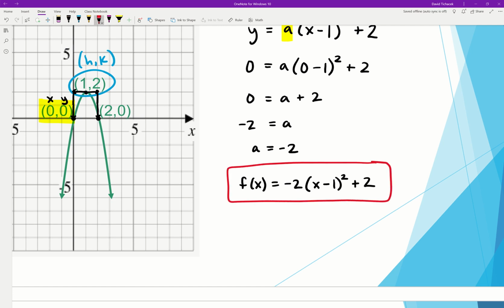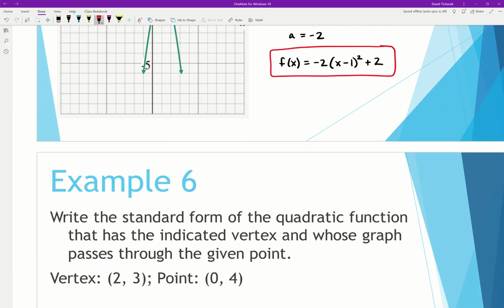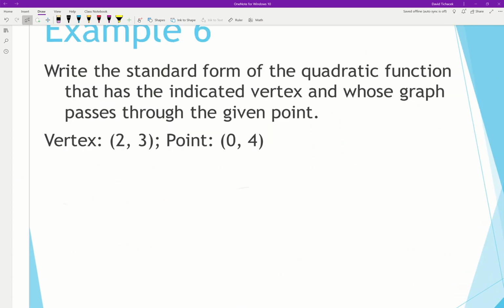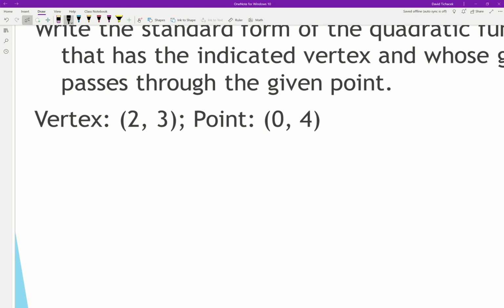And a way that you could check that is you could plug in the x-coordinates of your points and see that you get the corresponding y-coordinates as your outputs of this function. Okay. Number 6 is identical to the problem that we just did, but instead of actually giving you a graph, I'm just handing you the information here. I'm going to do this really quickly just for the sake of time, right?